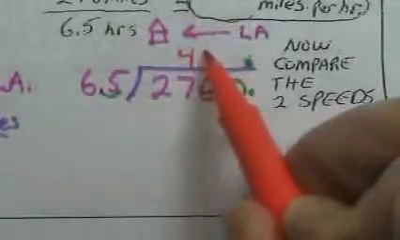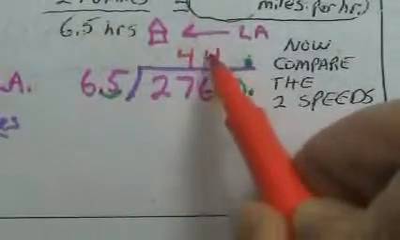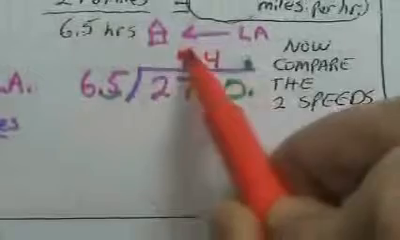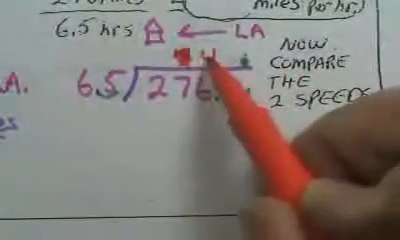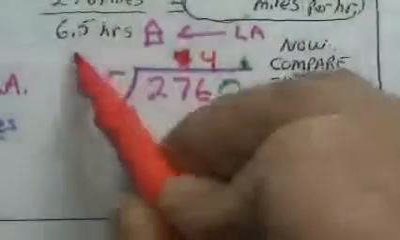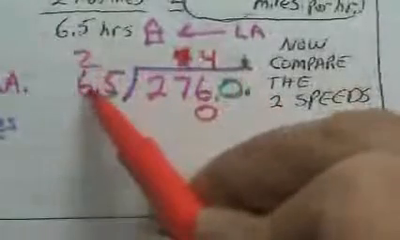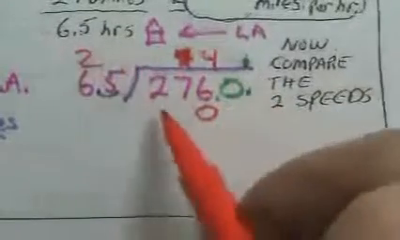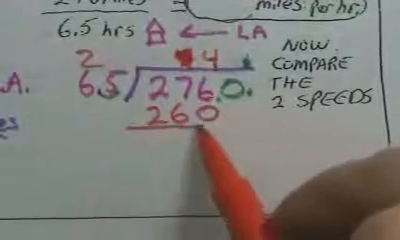I'm sorry, I put it in the wrong space, didn't I? It should be right there above the 6. Okay, so let's see. 4 times 5 is 20. Keep everything lined up. 4 times 6 is 24, 25, 26. Hey, that works out good.